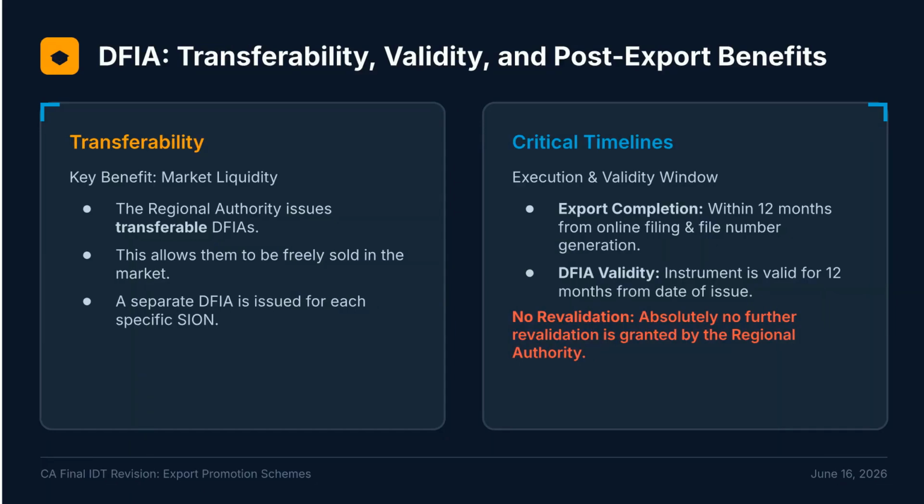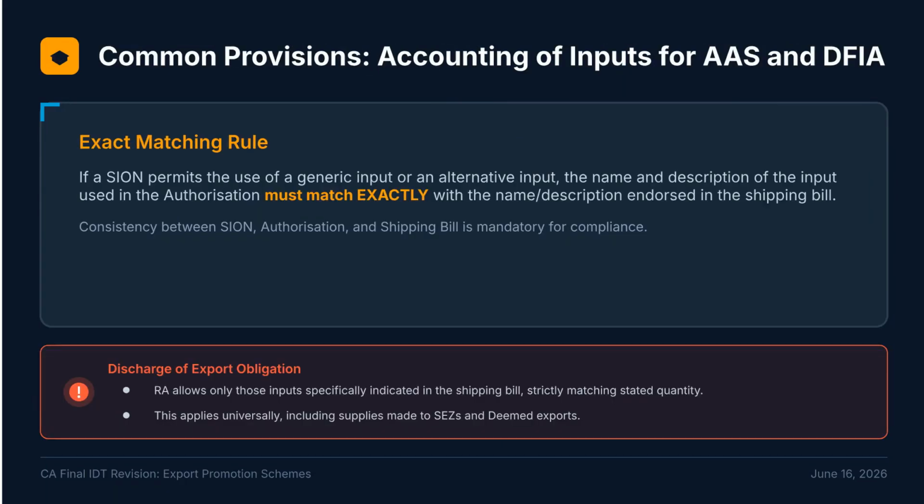Another important exam point is value addition. Under DFIA, the minimum value addition requirement is 20%, which is higher than the 15% requirement under advance authorization. Remember this difference. It is frequently tested. Now comes one of the most attractive features of DFIA: transferability. Unlike advance authorization, which remains subject to the actual user condition, DFIA issued by the regional authority is transferable. This means it can be sold or transferred, providing additional flexibility and market value to the holder.